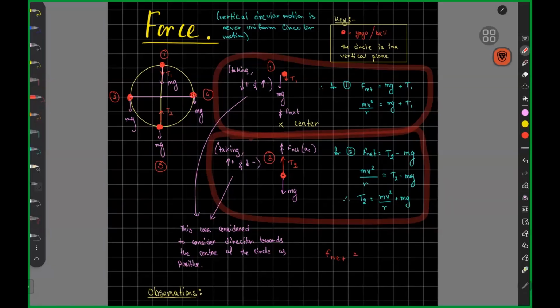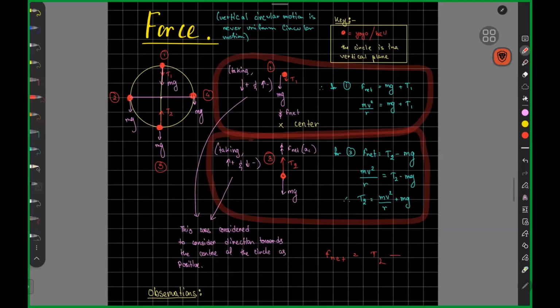So T2 is acting upward, which is going to be positive, minus what? Minus my weight, which is downwards, and which is negative. Why? This I've given downwards to be negative. That's why minus mg.